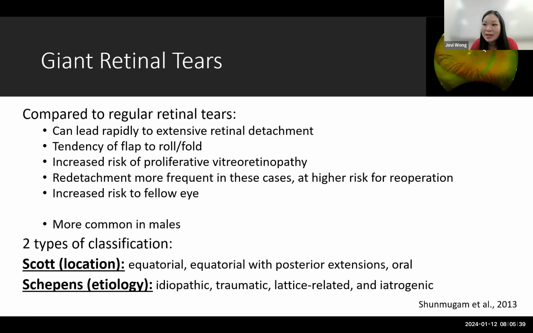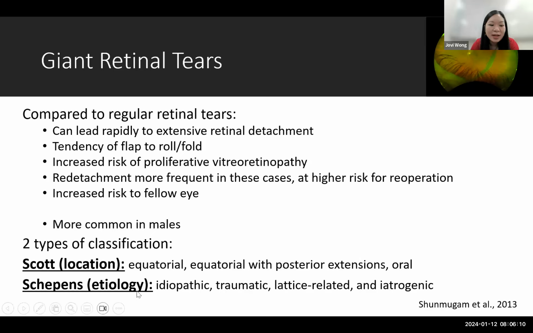As you can see on this large tear here, there's a tendency for the edge of the flap to roll or fold. There's an increased risk of proliferative vitreoretinopathy with or without surgery, and redetachment is more frequent in these cases. There's a high risk that reoperation will be needed. Also an increased risk to the fellow eye for retinal tears or detachment. And notably, this entity is much more common in males, with a preponderance of 65 to 90% compared to females.